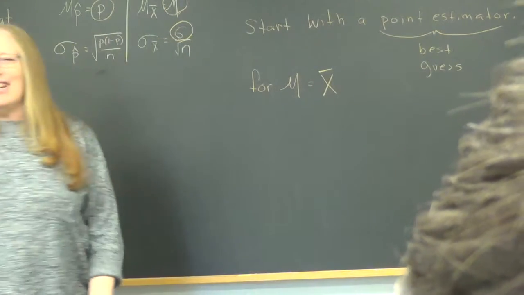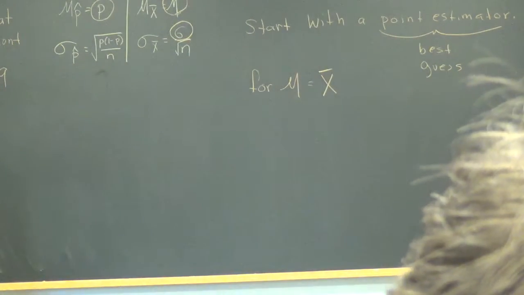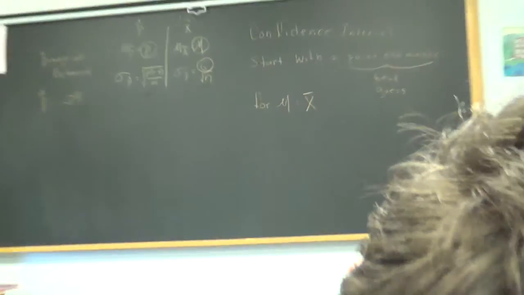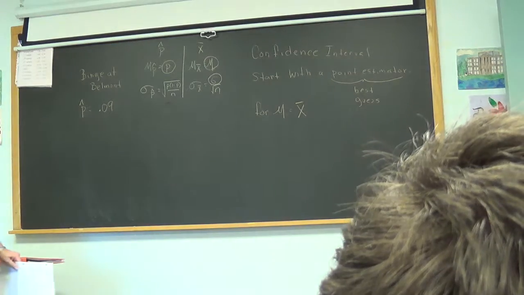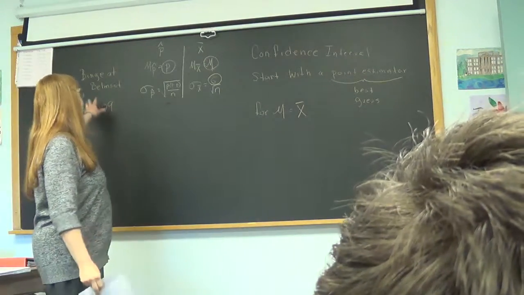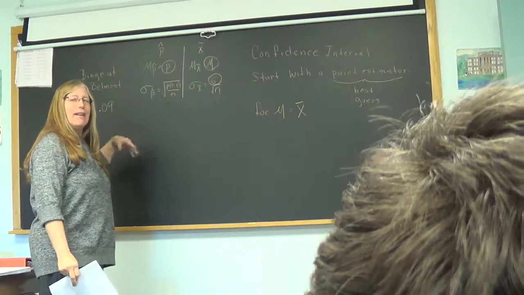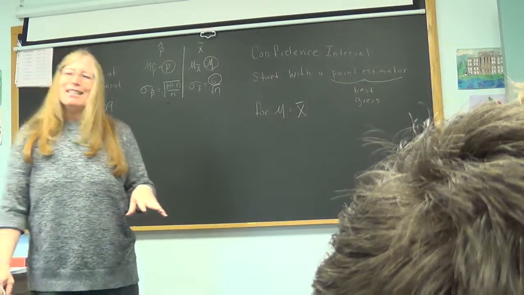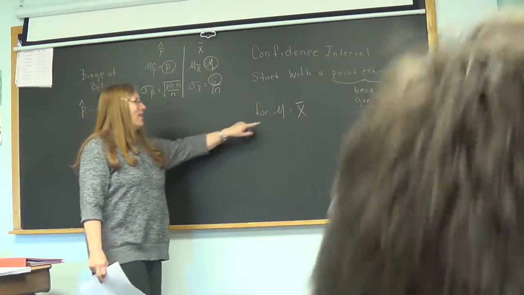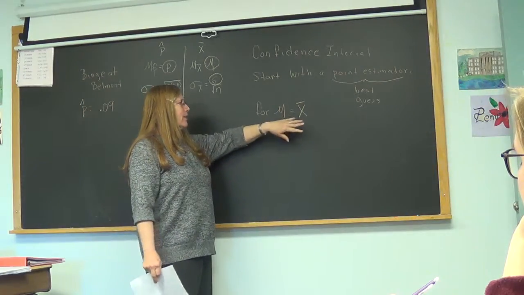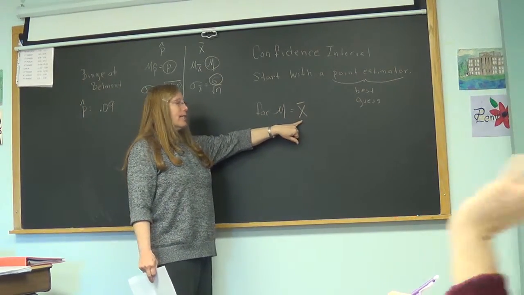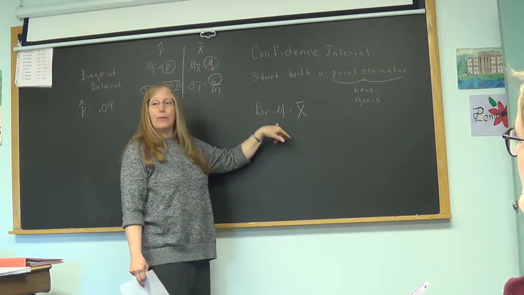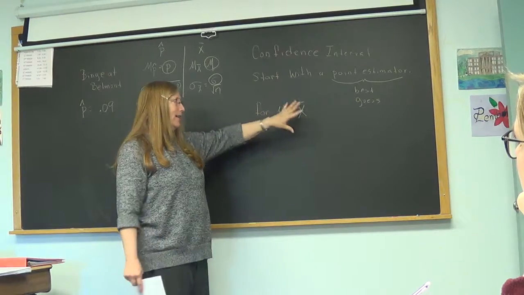So for mu, our best guess is going to be X bar, because we're not going to go to every person at Belmont, but we are going to go to a sample at Belmont. We could ask them, how many hours do you study a night? So we're not going to go to everybody at Belmont, we're just going to go to a sample. And we're going to use the mean of that sample, X bar, to be our best guess for the whole population.